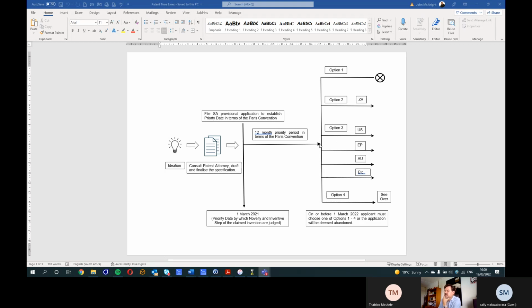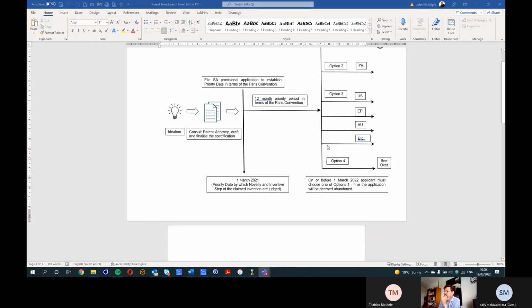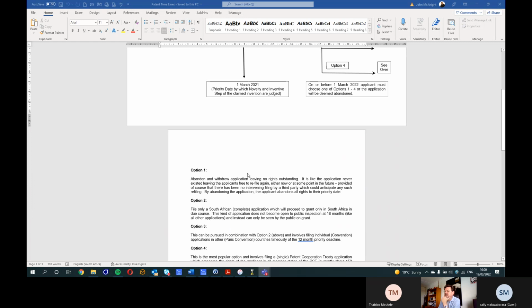Now, at the 12-month priority period, you have 4 choices. You could say what? Option 1, okay, option 1 is down here. Abandon and withdraw the application, leaving no rights outstanding. Okay, it's like the application never existed, leaving the applicants free to refile again, either directly now, or at some point in the future. And in so doing, they would reset the clock, right?